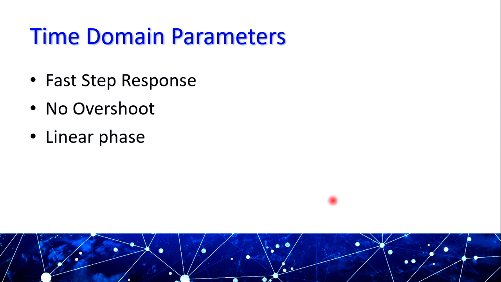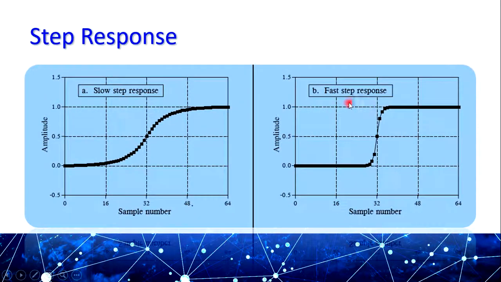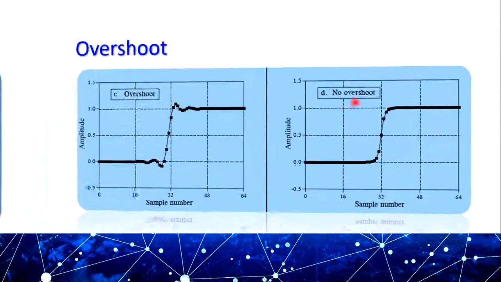It should have linear phase. Let me show you. The first one, this one, is slow step response. This means this filter will have very poor performance as compared to the second one, which has the fast step response. It is better than the previous one.